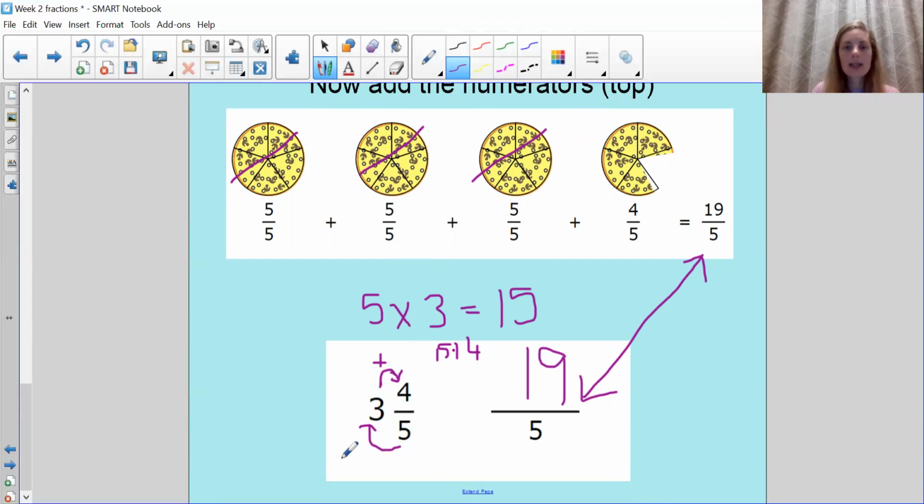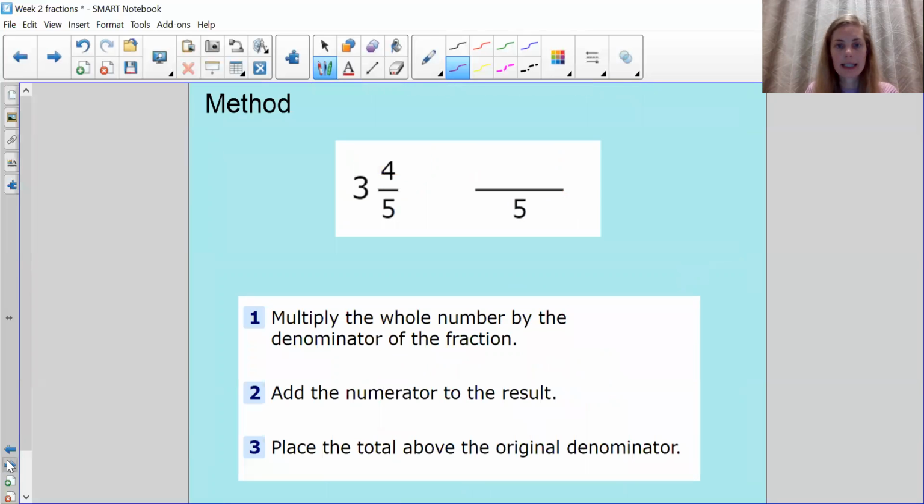The bottom number times the whole number, get your answer, plus the numerator. So denominator times the whole number plus the numerator. Say it with me one more time. Bottom number times the whole number plus the numerator, okay? So hopefully that makes sense. So let's have a go at some questions together.